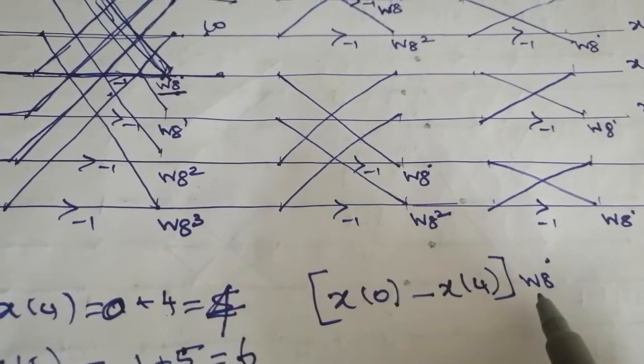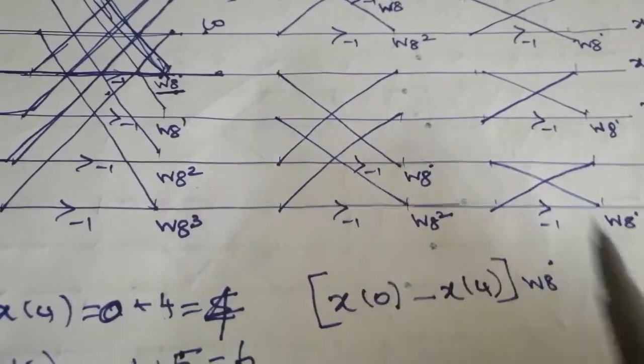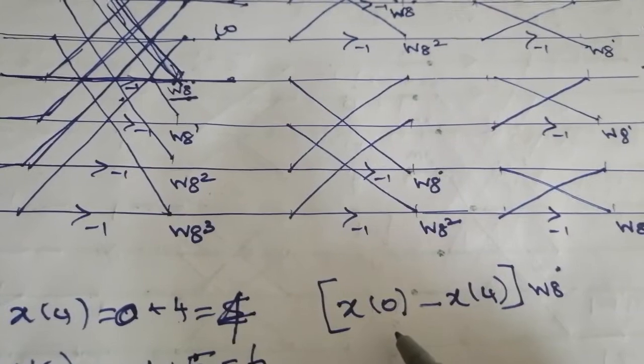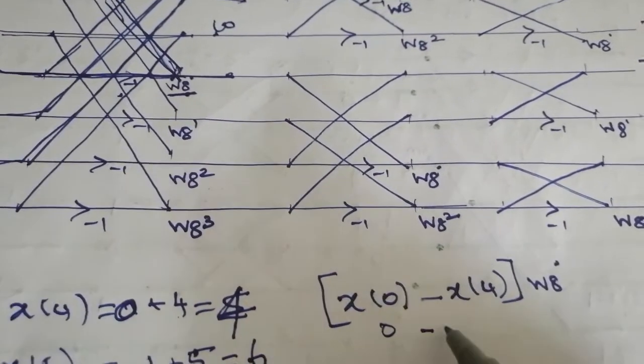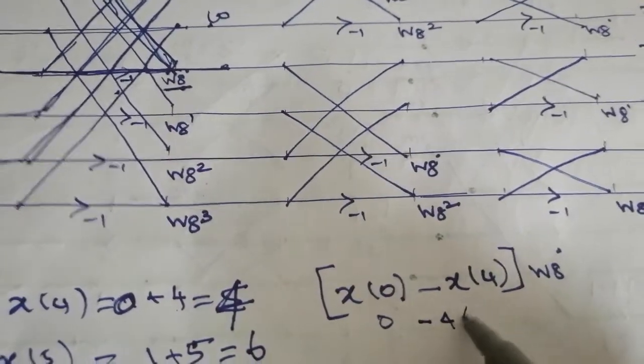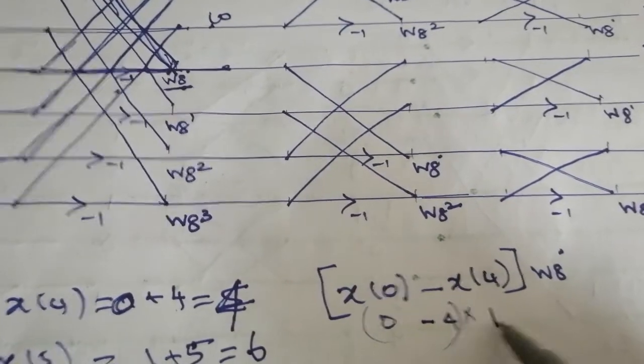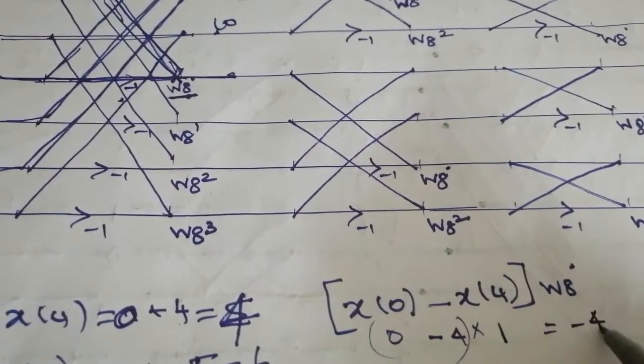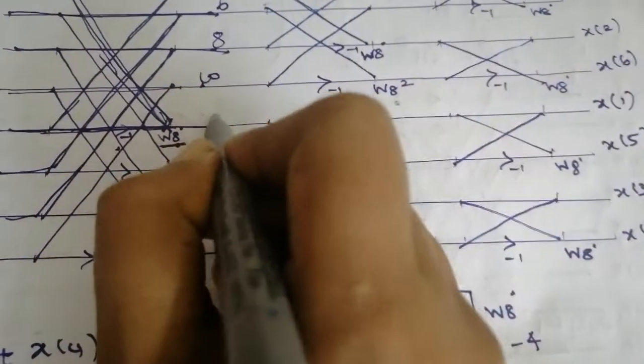Okay, is it clear? The next step is, x of 0 value is 0, x of 4 value is 4, into W8 power 0 value is 1. So which is nothing but minus 4, right? So the answer is minus 4.